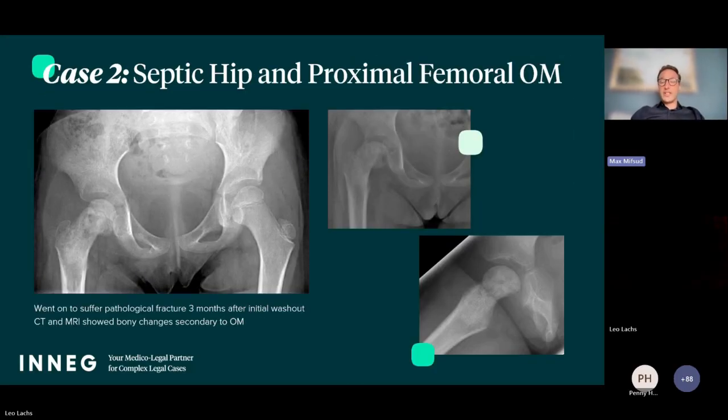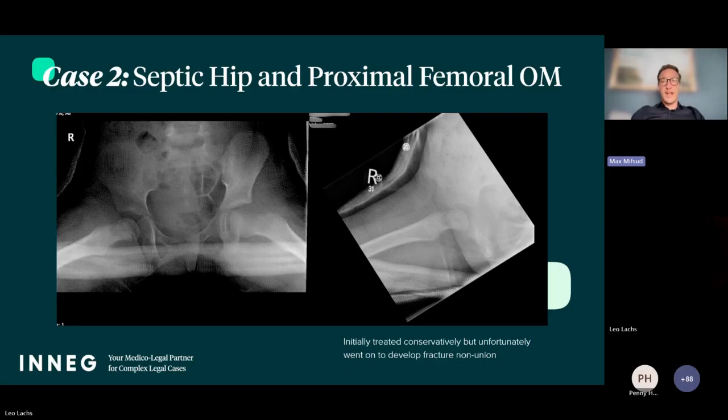In the end, she unfortunately went on to suffer what's called a pathological fracture, which means that her hip broke, which is exceptionally rare and can be a devastating injury in a child of her age. One hip had recovered reasonably well, but the other was still, you can see the bone looks very different, and unfortunately the bone broke, and you can see the break just there.